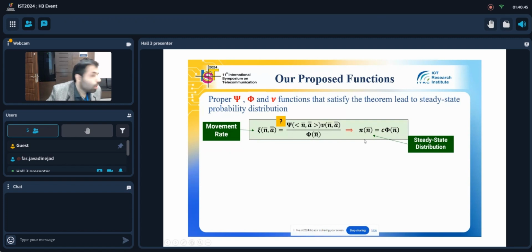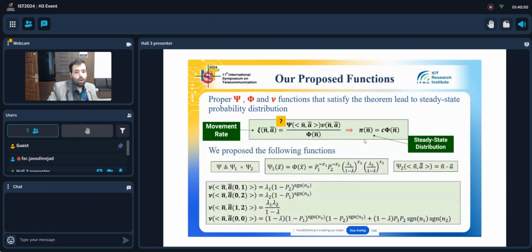Now, here's our contribution. We claim that this set of functions, this psi, this phi, and these nu functions, are functions that we achieved with some trials and errors, and we claim that these functions are capable of satisfying the requirement for that theorem. Because of the details, I didn't put them in the slides, but you can verify for yourself that these functions can satisfy that theorem.